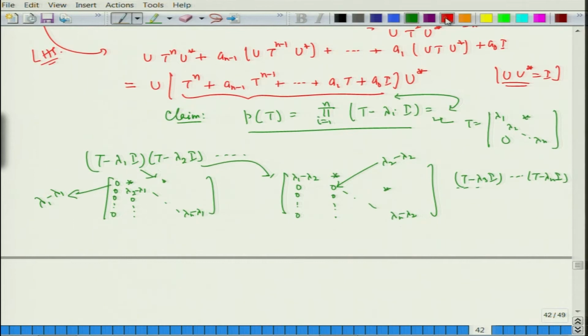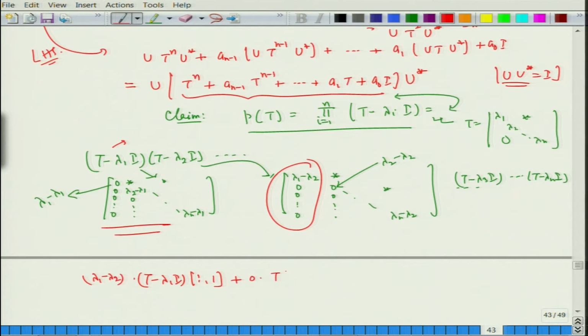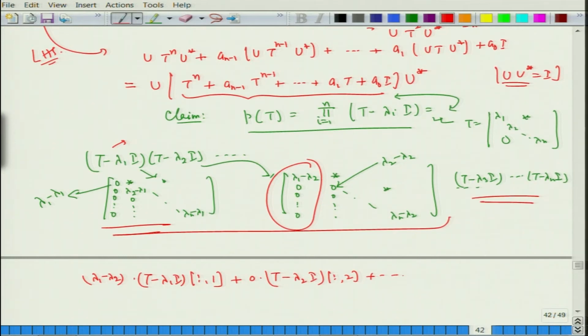So be careful, don't get nervous, everything is nice here. So if I multiply this matrix, this column with this matrix, what do I see is, it is lambda 1 minus lambda 2 times the first column. So it is lambda 1 minus lambda 2 times, so if I write this as, or let me write t minus lambda 1 of I itself, look at the first column of this, plus the second column of t minus lambda 2 of I, and so on. All right, fine. I am just multiplying these two matrices. I am not bothered about this part. I am just trying to understand the product of the first two matrices.